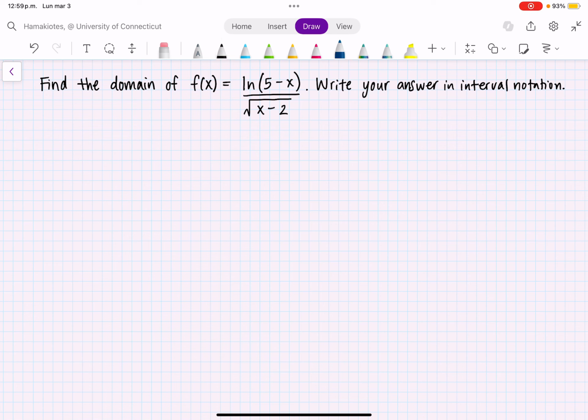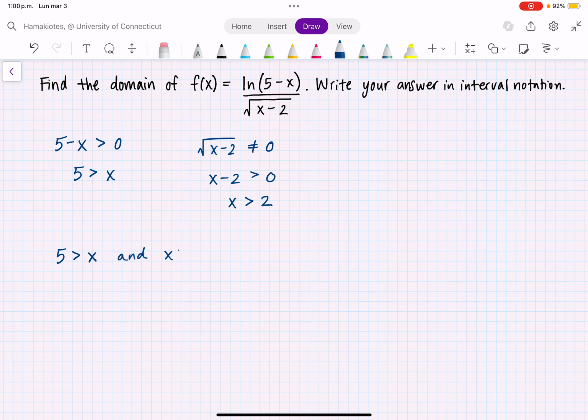Okay, so putting this together, we have 5 is greater than x, and x is greater than 2. So in other words, we can write this as 2 is less than x is less than 5. So notice that 2 and 5 are not included in the domain. So when we go to write this in interval notation, it'll just look like curved parentheses 2, comma 5, curved parentheses. And that is our final answer.